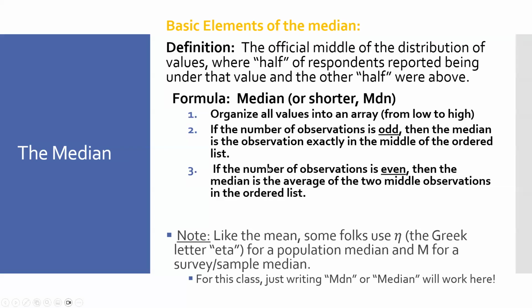If you want to get very fancy, a population median is called eta. But for sample medians, which you may see often, we use the capital M. In this class, if you write MDN or median, that's fine by me. I'm not worried too much about that. But make sure that you're using something like median or mean or MDN, or eventually, when we go to the next one, mode. But try not to use too short a shorthand. If I see a capital M there, I'm going to think of it as the median.